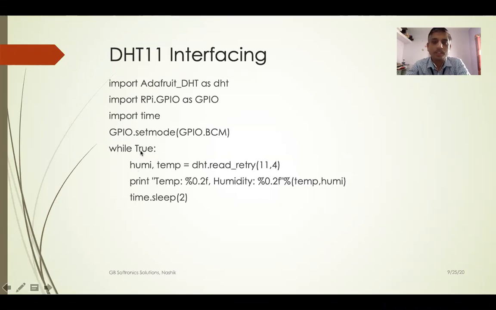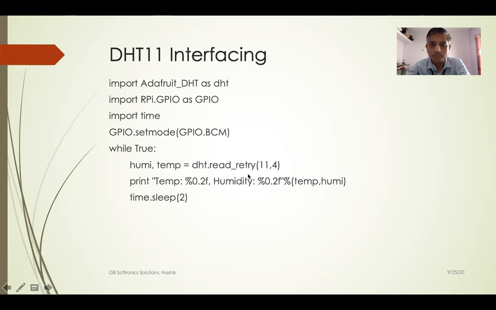So we know how the DHT works. The DHT has three terminals: VCC, ground, and the DOut terminal, that is your signal terminal. The signal terminal should be connected to any digital pin.